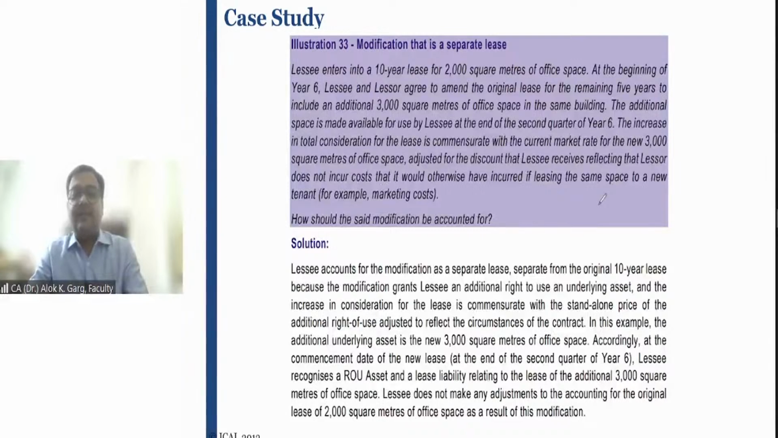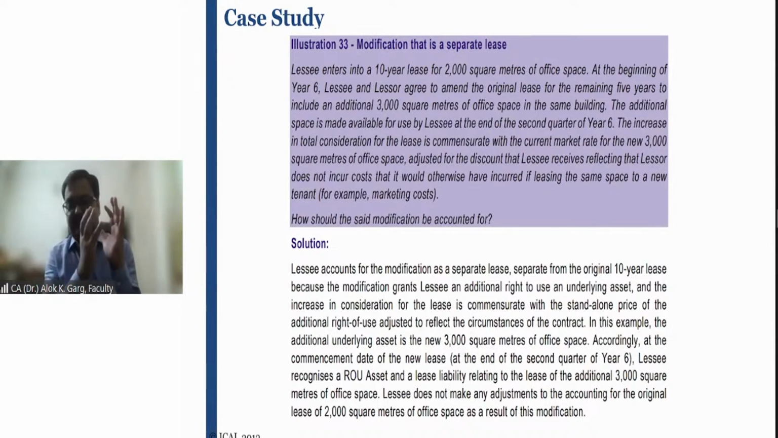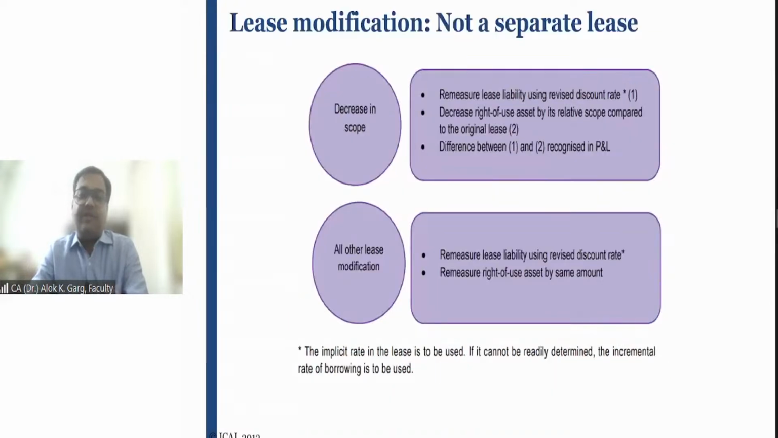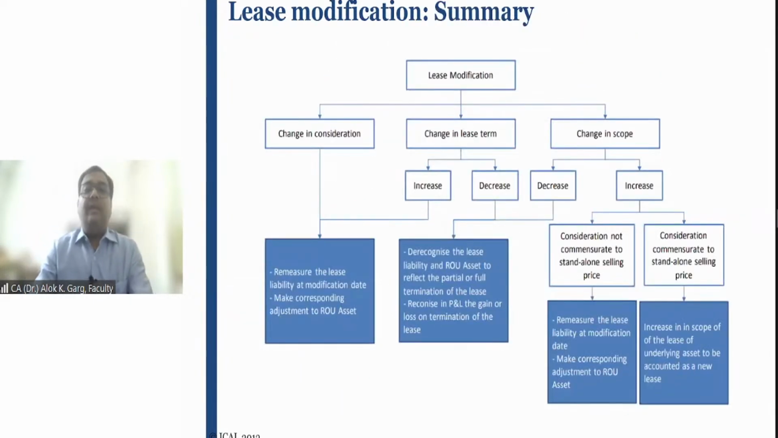So friends, now let's discuss other cases. We understood the separate contract example. Whenever there is an increase in scope, and it is also in line with the market rental, in line with the lease rental, then it is a separate contract. Sir, when is there an adjustment to the existing contract? Let me tell you. Okay. Lease modification.